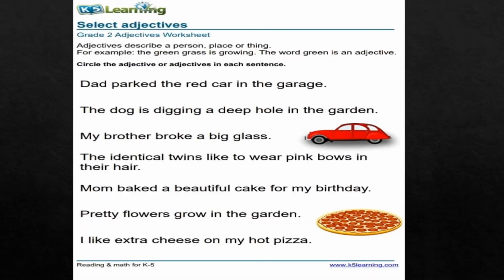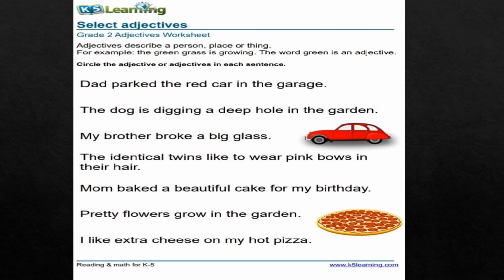Here I have an exercise for you to do. You are going to circle the adjective or adjectives in each sentence, right? Dad parked the red car in the garage. The dog is digging a deep hole in the garden. My brother broke a big glass. The identical twins like to wear pink bows in their hair. Mom baked a beautiful cake for my birthday. Pretty flowers grow in the garden. I like extra cheese on my hot pizza.